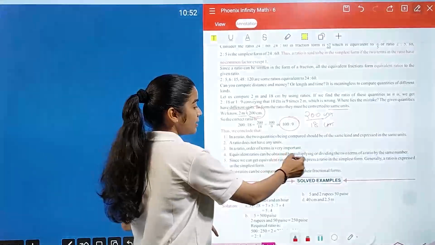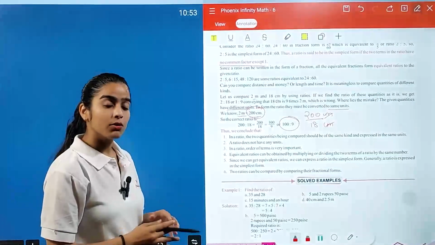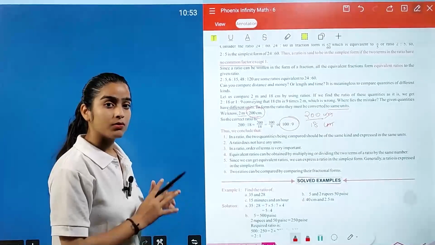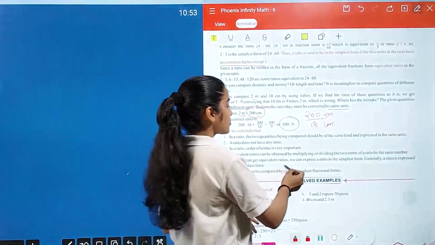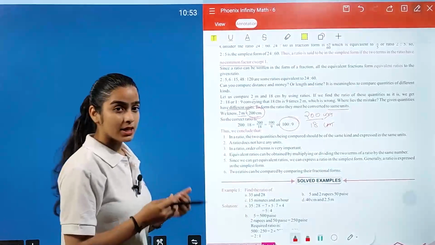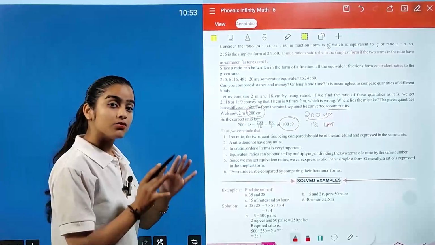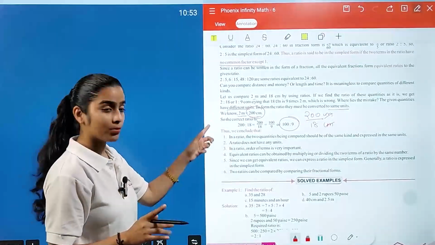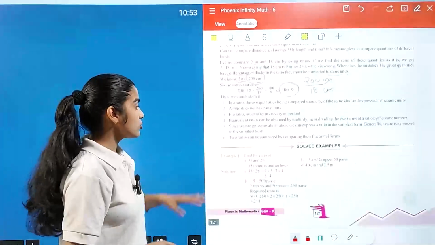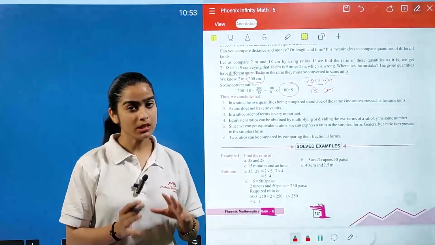Equivalent ratios can be obtained by multiplying or dividing the two terms of a ratio by the same number. As we get equivalent fractions by multiplying and dividing in our fractions portion, we can do the same with our ratio as well. Since we can get equivalent ratios, we can express a ratio in simplest form, as we express our fraction in simplest form. If you have any doubt in your fractions, first go and do that, then come to this chapter, because this chapter is very similar to fractions. Two ratios can be compared by comparing their fraction form.